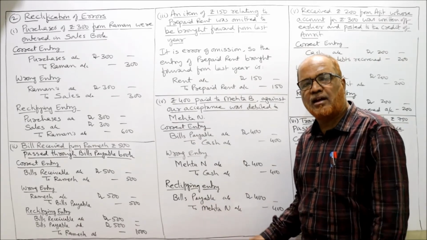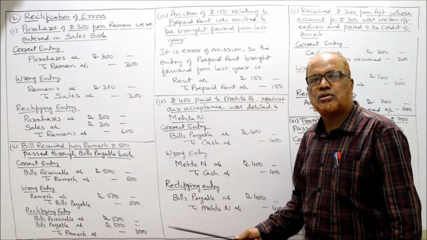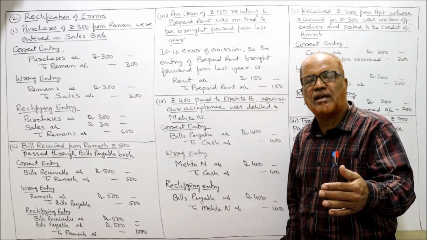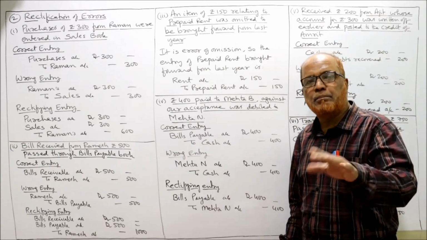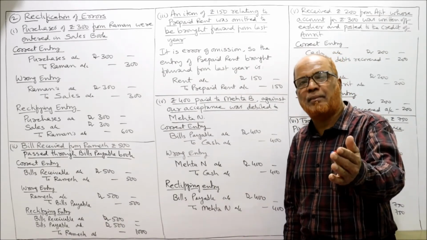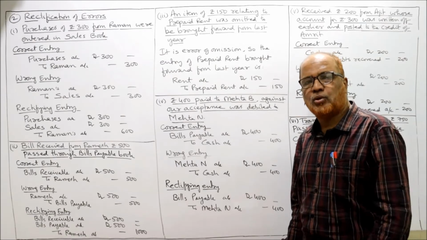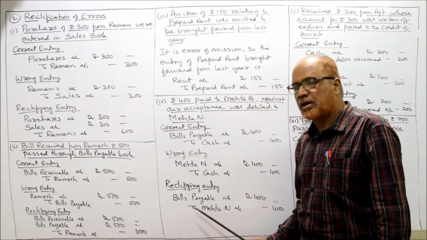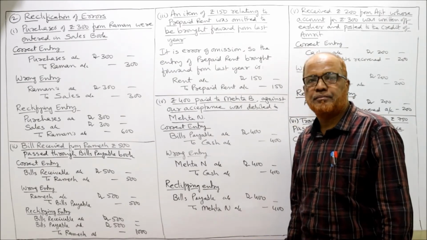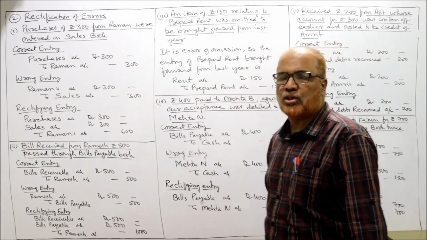Now rectifying entry, now we debit bills payable account. पहले bills payable को debit नहीं करे थे, अब करेंगे. और by mistake Mehta N को debit कर दिए थे, Mehta N को अब credit करेंगे. तो entry will be bills payable account debtor to Mehta N account. That's it. This is the fourth error.